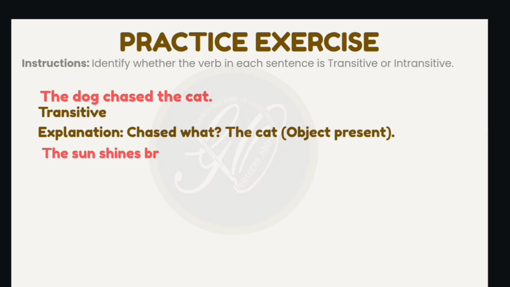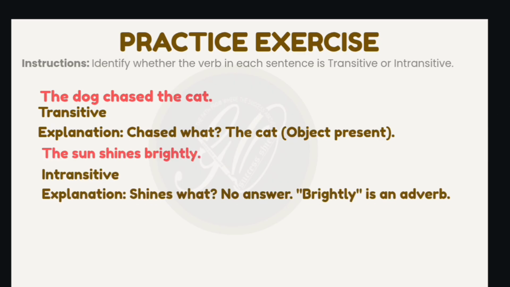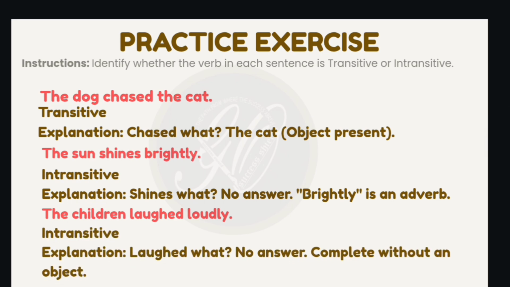The next sentence is the sun shines brightly. So if I ask what, I won't get any answer. Here, after the verb, an adverb is present, that is brightly. So here the verb is an intransitive verb. The next sentence is the children laughed loudly. Again, if I ask the question what, I won't get any answer. Instead, how did the children laugh? They laughed loudly. So here again the verb is intransitive.